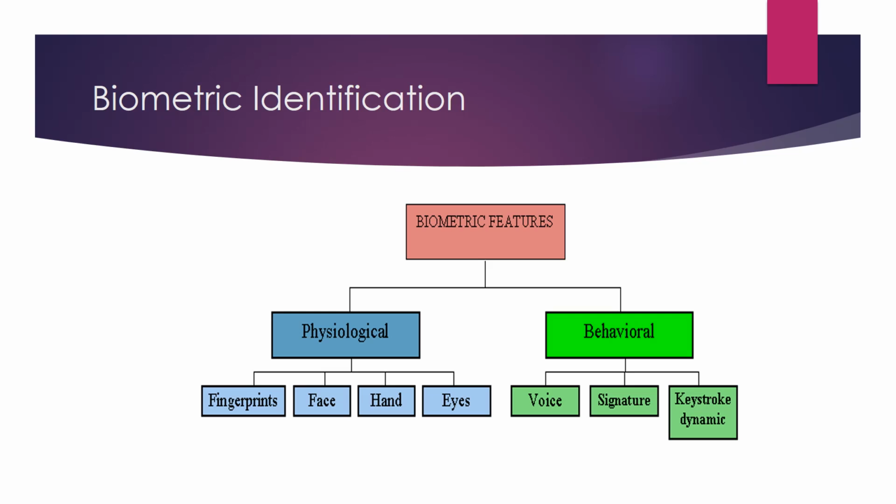Biometric identification can be of two types based on the features. One is the physiological identification method, and one is the behavioral based identification method. Fingerprint matching is a kind of physiological based identification. There are other kinds like face, hand, eyes, all of which fall under the physiological identification method. Voice, signature, keystroke dynamics fall under the behavioral identification method.